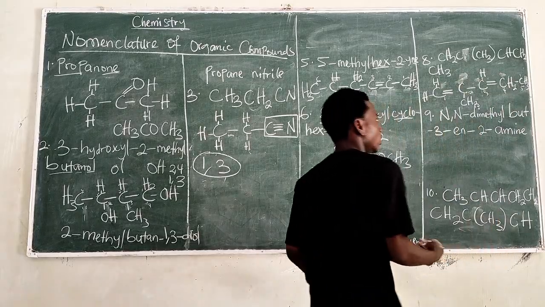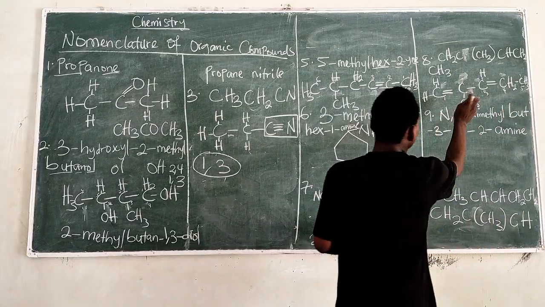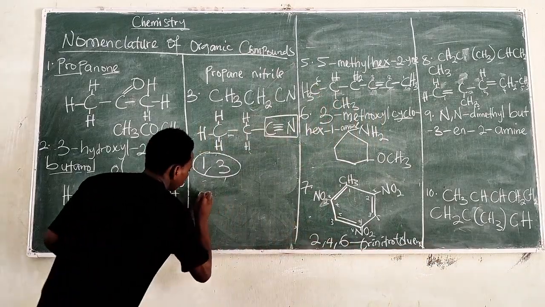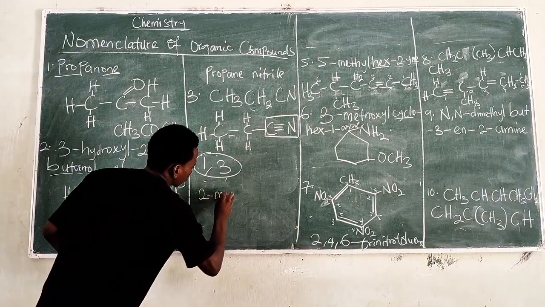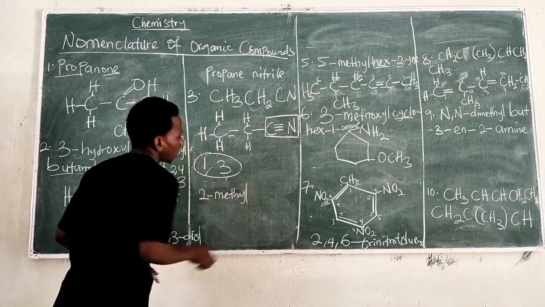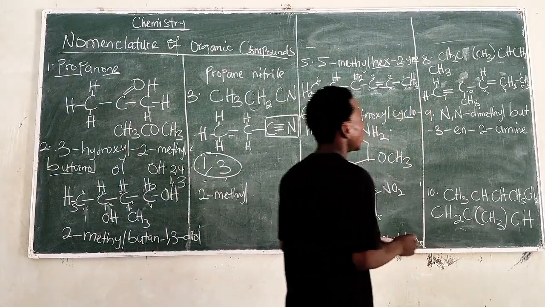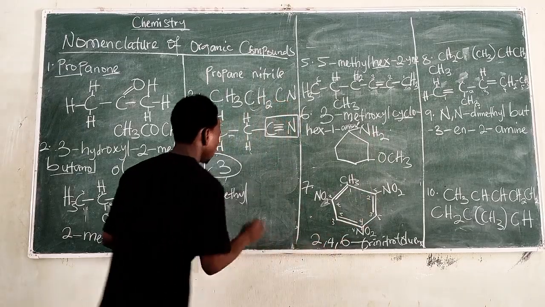So did we have any other substituent? Yes, we have a substituent on carbon 2. On carbon 2, we have a methyl. Did you have any other substituents? No. And the longest continuous carbon chain is pent.